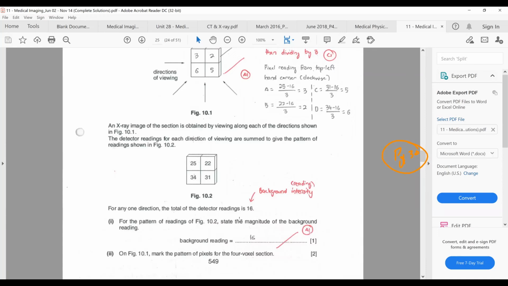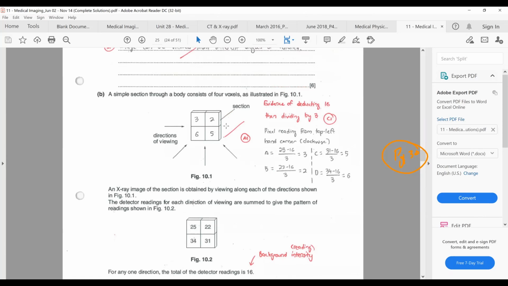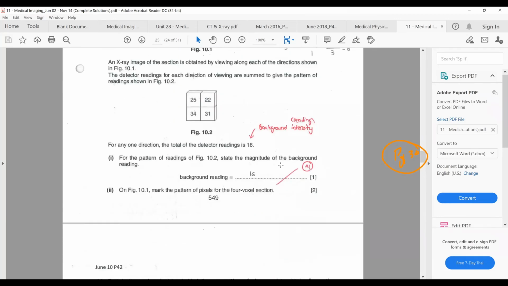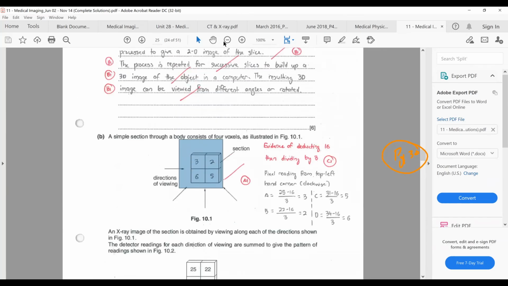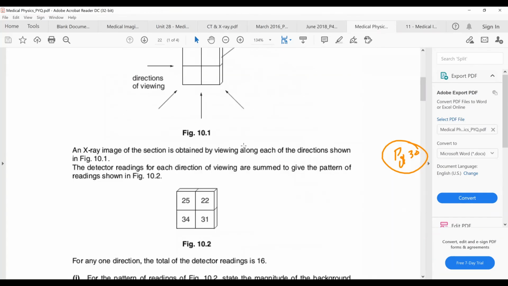Okay, so total detector reading is 16, background reading is 16. Then after that, on figure 10.1, mark the pixels for the 4 voxel section. On this figure, they ask you to mark out the actual reading. So as I mentioned to you, always take whatever readings you have minus the background, divide by 3. So here you get 3, 2, 5, 6. Okay, so same like before. So this one is 1 example question.